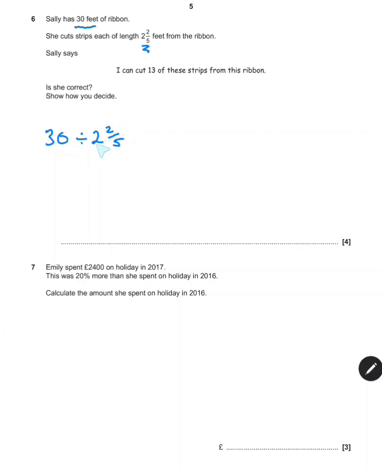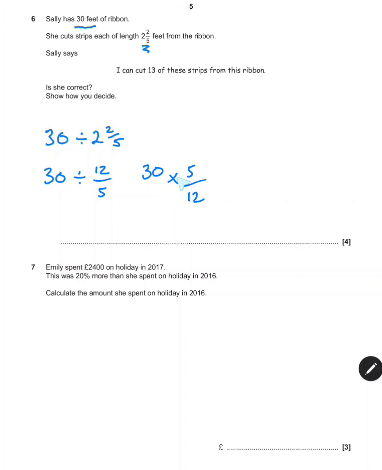First thing I'm going to do is change this to an improper fraction. Never work with mixed numbers. 2 times 5 is 10. Add the 2 is 12. And because we were in fifths, we're still in fifths. So now we need to do 30 divided by 12/5. Well, if we use keep, flip, and change from a division to a multiplication, we can now work this out.